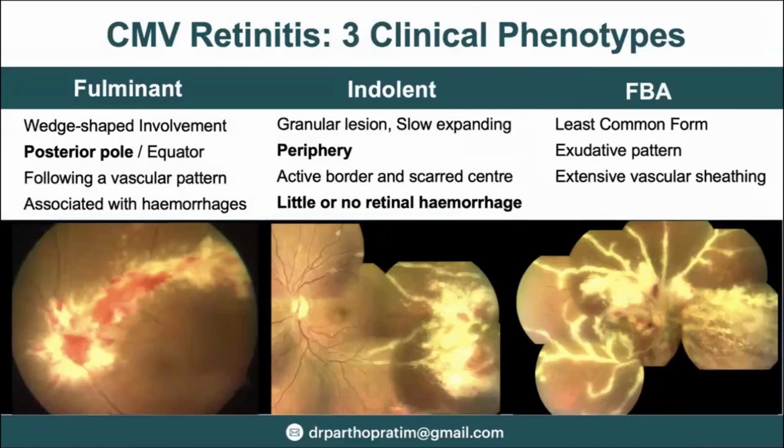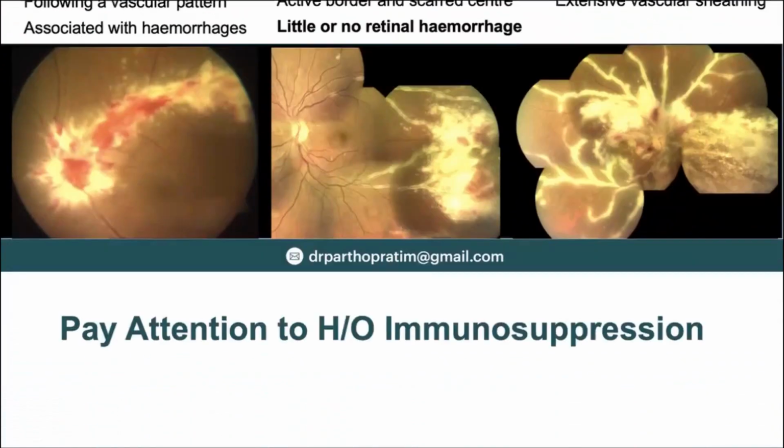Now, there are broadly three kinds of lesions that can be seen in CMV retinitis. The first one is fulminant, which we commonly see, characterized by a pizza pie retinopathy-like appearance. The indolent variety mainly involves the periphery and has very little hemorrhage. So if you are not aware of that, you can miss it and may not consider a diagnosis of CMV in such cases without hemorrhage.